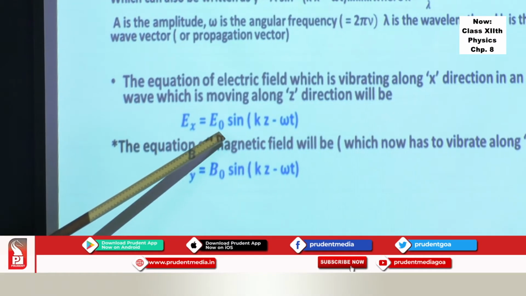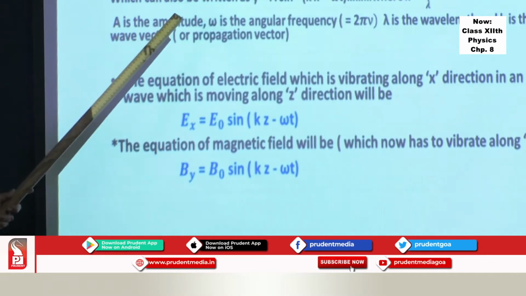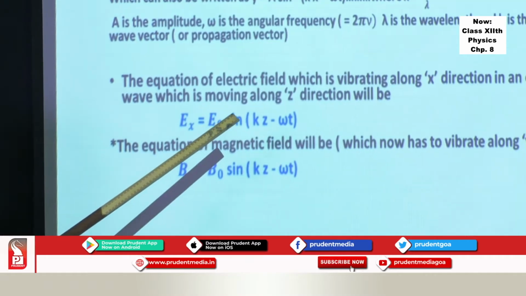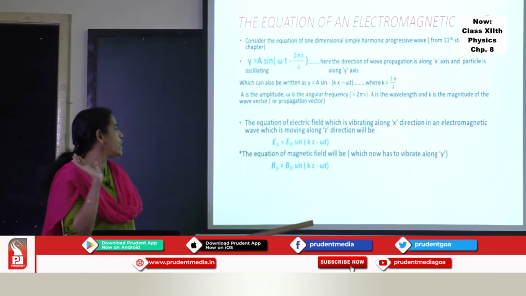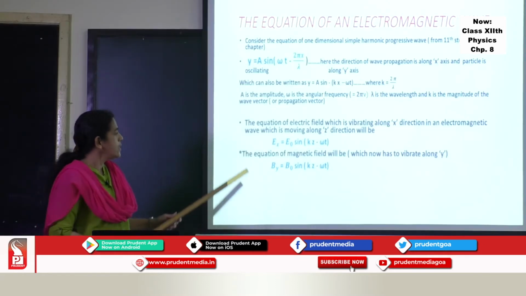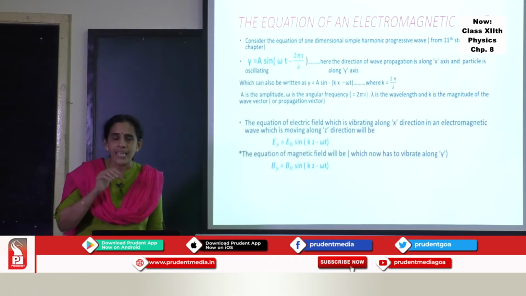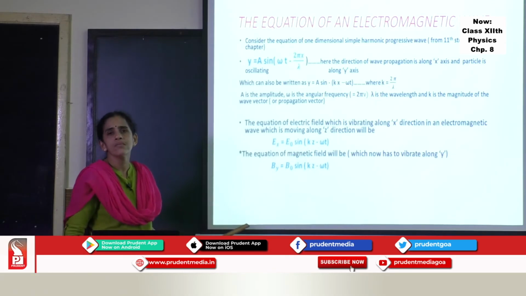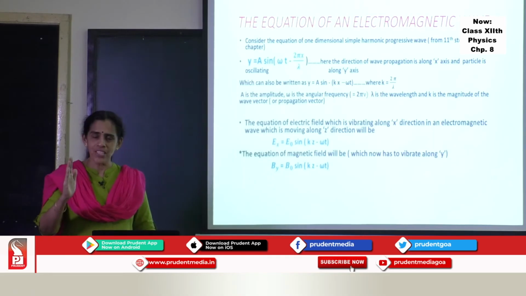What is E0? E0 is in the place of A, that is the amplitude of the wave. So, E0 is the amplitude, the maximum displacement of the electric field. Then, if the electric field is oscillating along the x axis, the only way to oscillate for the magnetic field is along y, because the wave is moving along z. All these three things cannot be along the same direction. They are always mutually perpendicular.